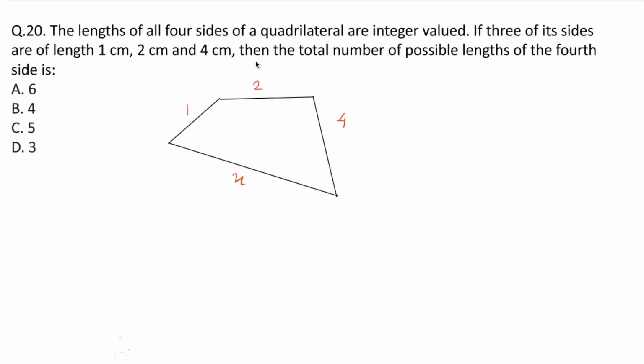So let's see. The first case we take is that x is the largest side of this particular quadrilateral. Now, you can join any two vertices with a diagonal. For simplicity, I'm joining this one. Now, in this case, what do I observe? I have a triangle, right, guys?